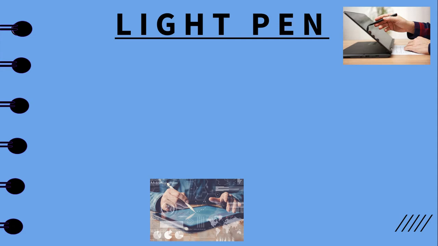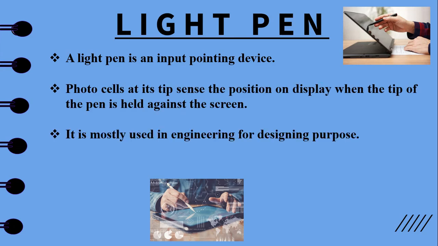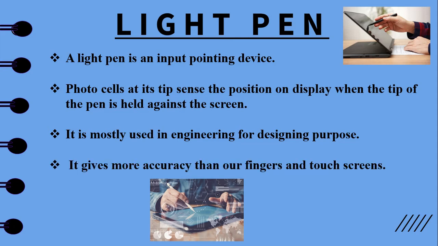Light pen. A light pen is an input pointing device. Photocell at its tip sends the position on display when the tip of pen is held against the screen. It is commonly used in engineering for designing purpose. It gives more accuracy than our fingers on touch screen.